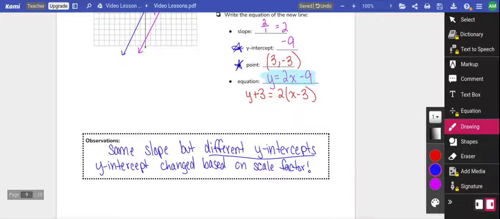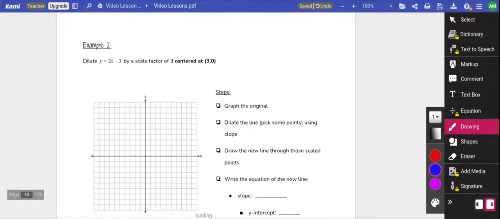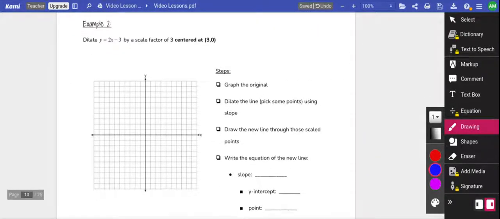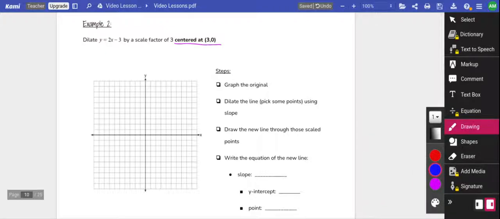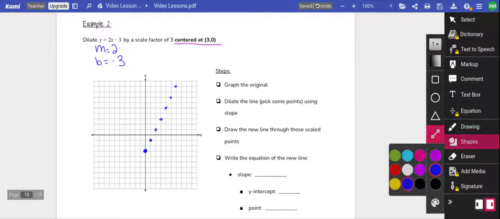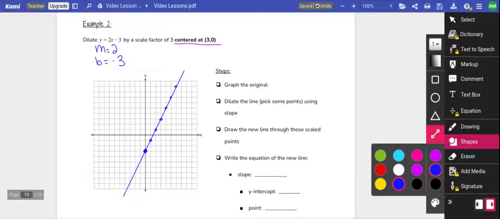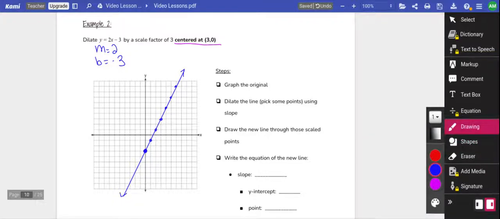Now we're going to take another example. We're going to dilate that same line, but this time my center is at 3, 0. So let's draw in my original line. Again, my slope is 2, and my y-intercept is -3. So I'm going to plot these points and draw in my line. Graph my original line.